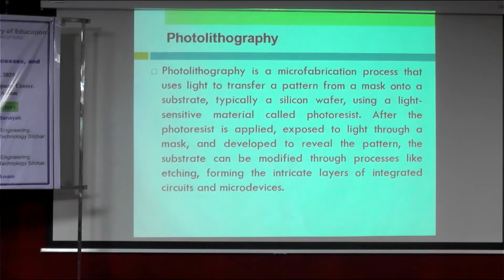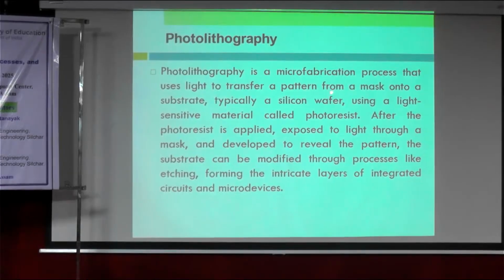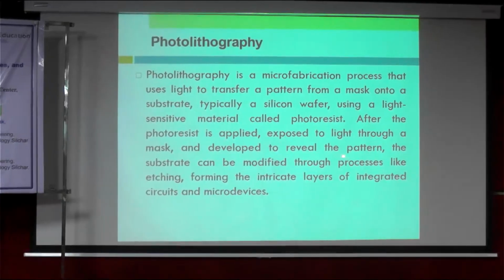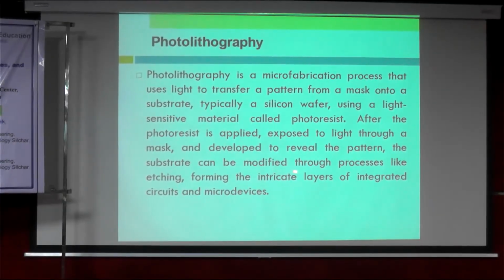So photolithography is a microfabrication process that uses light to transfer a pattern from a mask onto a substrate, typically a silicon wafer, using a light-sensitive material called photoresist. After the photoresist is applied, exposed to the light through a mask, and developed to reveal the pattern, the substrate can be modified through processes like etching, forming the intricate layers of the integrated circuits and micro devices.